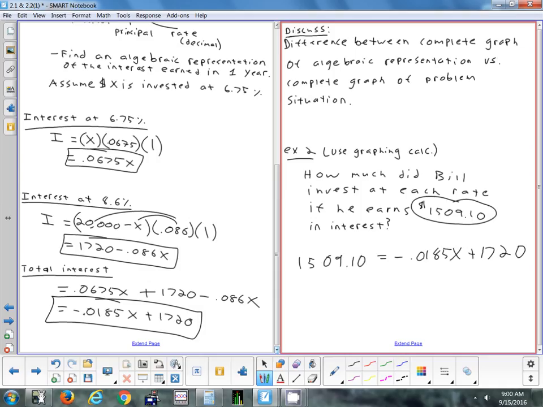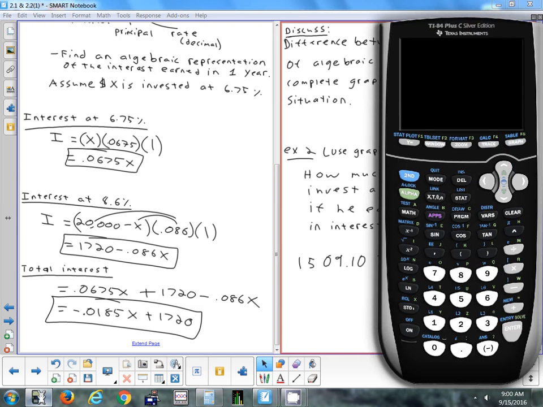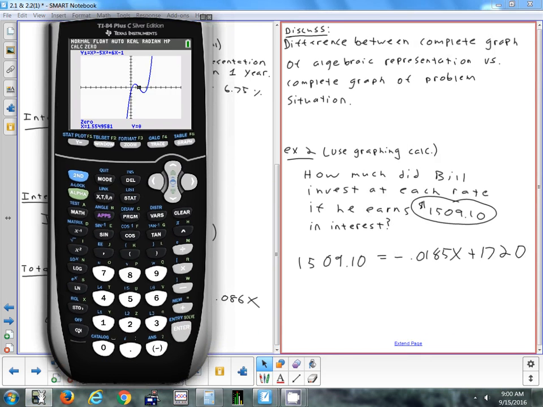I've shown you two ways you can solve this kind of problem. Get it equal to 0 and find a root, or graph each side separately and find where they cross. Which way do you want to do this one? Graph separately. Okay. Does it matter which one I put in y1 and which in y2? No, it doesn't matter. So 1509.1, and then negative 0.0185 x plus 1720.